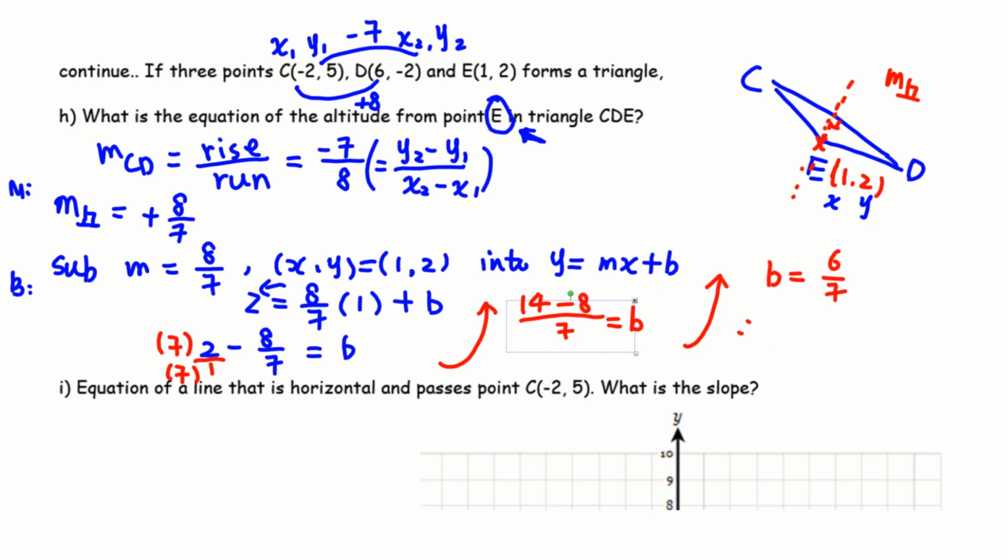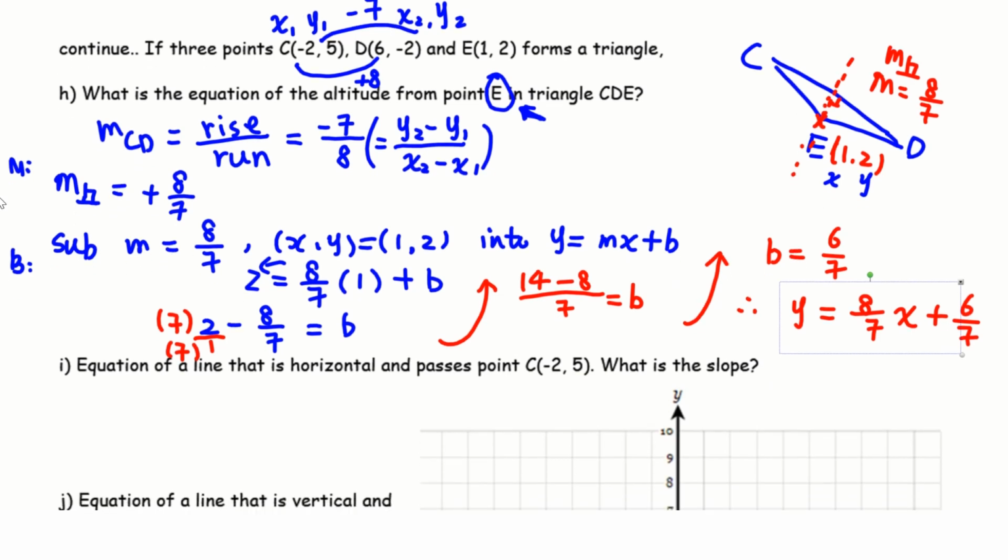Now we sub in the slope. Under the b value, we have the equation of the altitude is 8/7x plus 6/7. Then this is altitude. Find the slope of the opposite side of point E, then negative flip to find the perpendicular one, which is 8/7. Then we use 8/7 and 1, 2, sub into y equals mx+b, find the b, then statement.